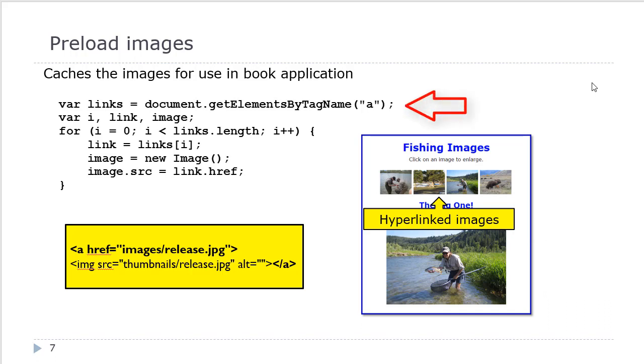First of all, we have a collection of A elements that contain the image. Therefore, we can use getElementsByTagName and store all of those A elements in a variable called links, which essentially is an array. Therefore, we have a length property, and we can easily loop through that array. And every time we loop through that array, we are setting the source of that image to the value of the href of that link.